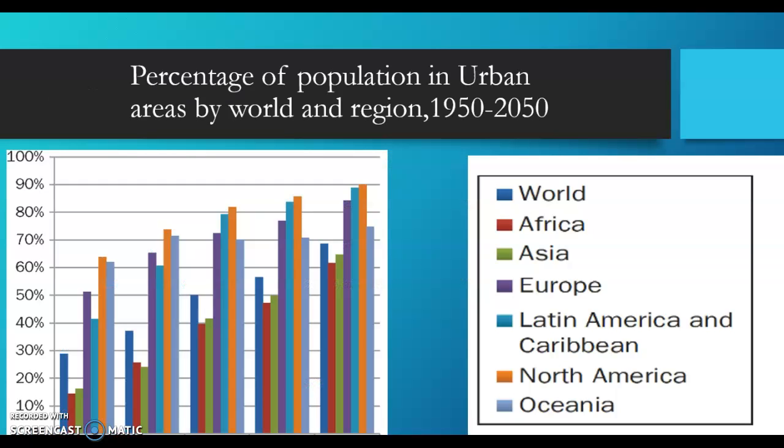The graphic on the screen in front of you shows the growth in urban populations from 1950 through this decade and projected into the mid 21st century. You'll notice that on the left-hand side, the North American line is much higher, noted in orange.